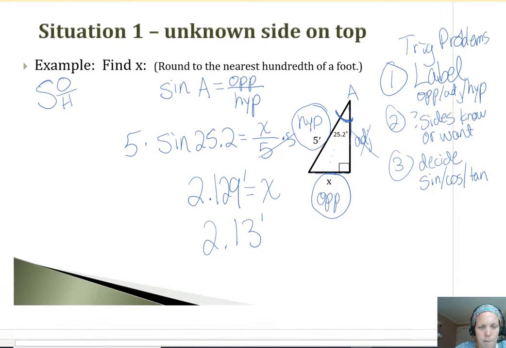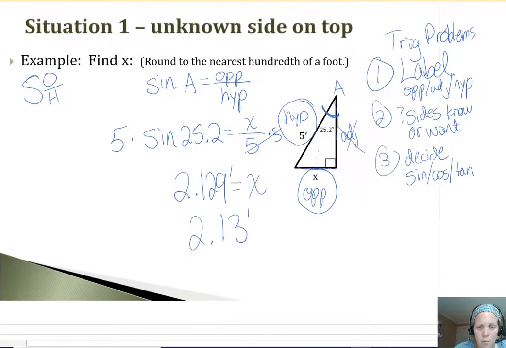Let's do another one. So notice, actually I'm going to add to my steps here. Once we decided whether to use sine, cosine, or tangent, and this is going to come in as we do more of these, we're going to calculate based on the situation. I'll talk about that in the next problem we do.